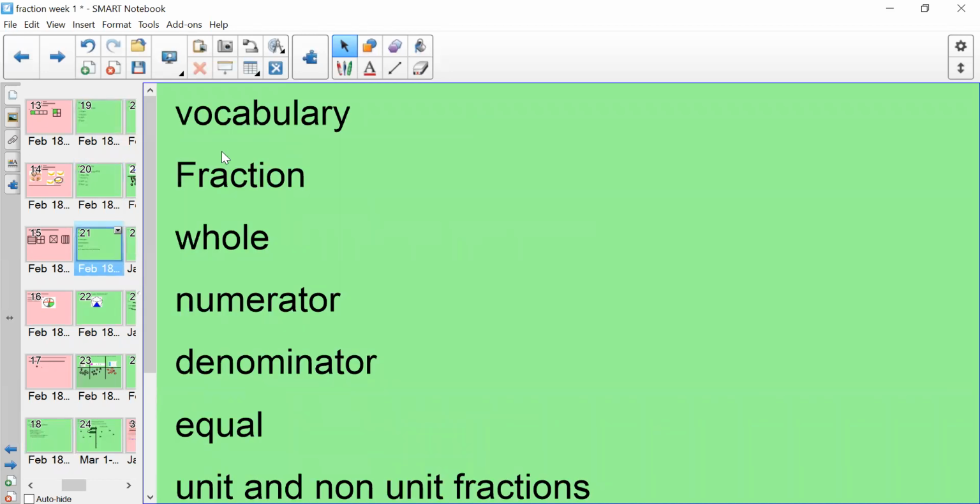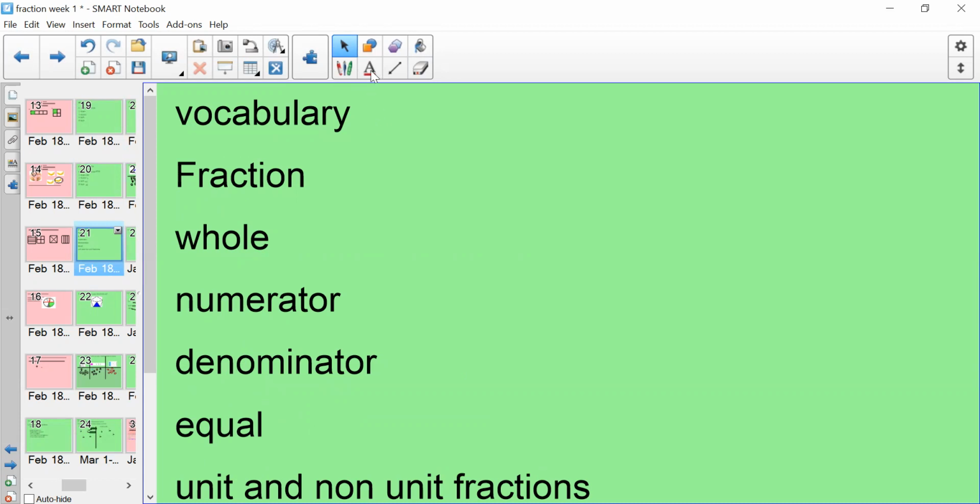Our vocabulary today is very similar to yesterday. We need to remember what a fraction is, what the whole is, the numerator, denominator, equal, and unit and non-unit fractions. I'd just like you to pause the video now and think if you can remember what any of these words mean.